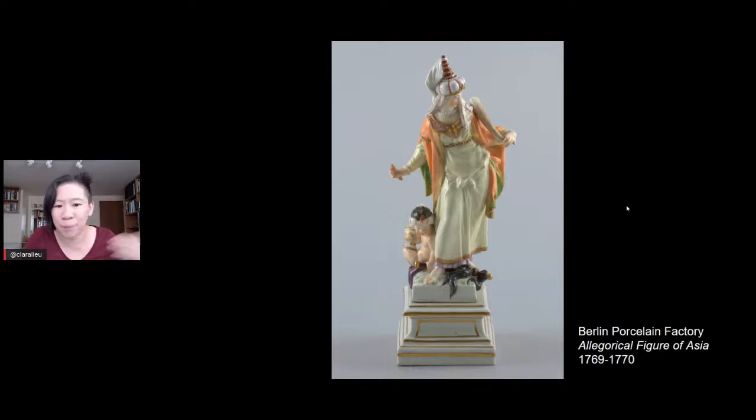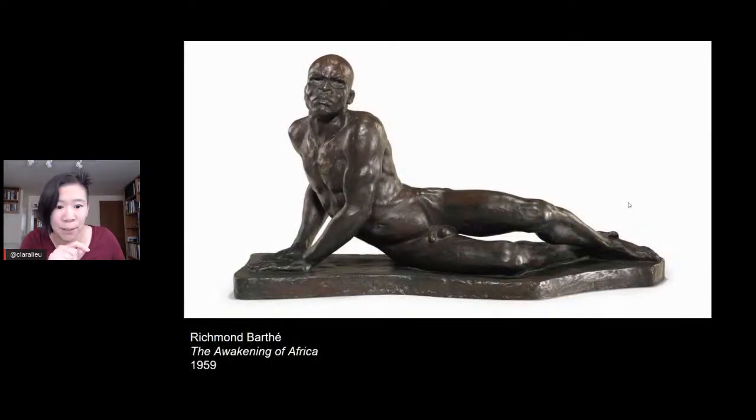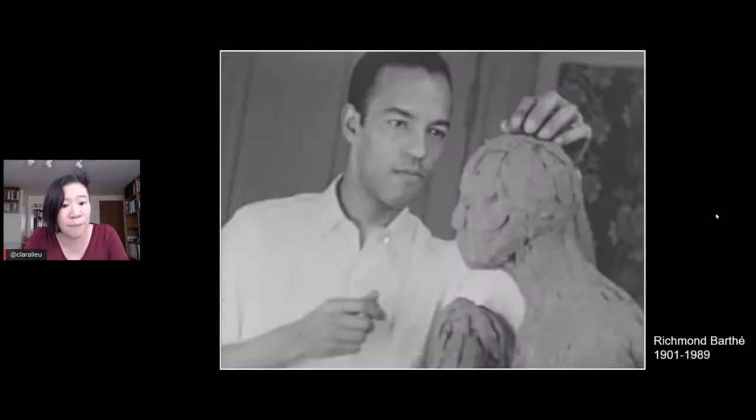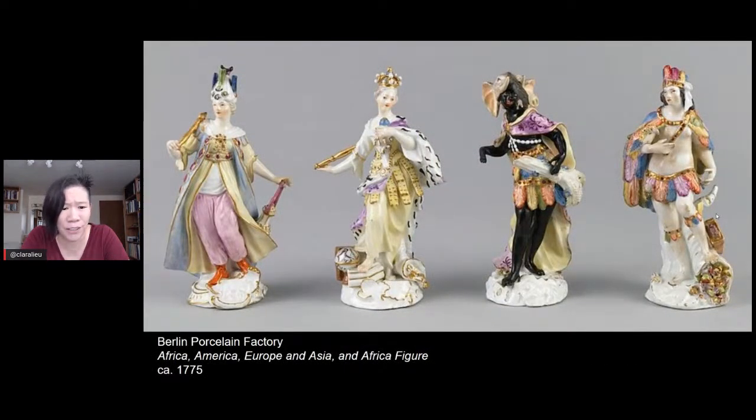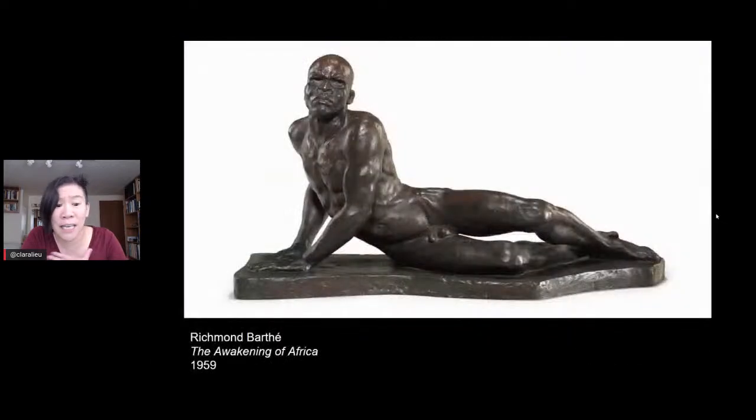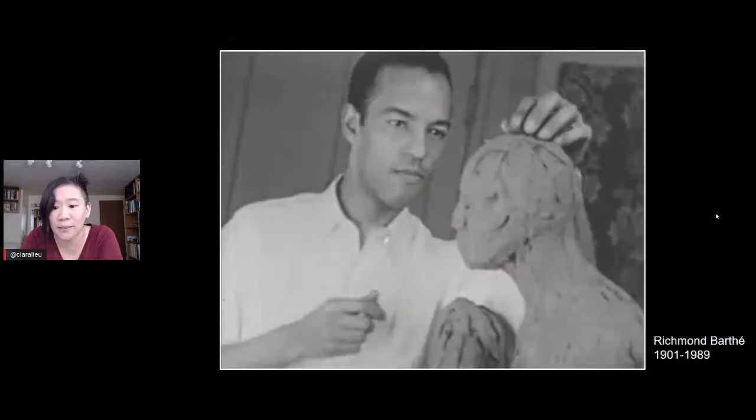All right, this is another one, Berlin Porcelain Factory, showing the allegorical figure of Asia. And this is such a beautiful sculpture. This is by Richmond Barthay. I don't know if I'm saying that correctly, but it's called The Awakening of Africa. And this was made in 1959. And I actually hadn't heard of this artist before. I started assembling slides for this stream, but he was an African-American sculptor, and he was associated with the Harlem Renaissance. I mean, there just aren't that many sculptors out there, and to find one who was working during that time period is really wonderful. But it's like, wow, what a difference when you go from these kitschy Berlin porcelain factory figurines that really are offensive to an image like this, which just has so much emotion and longing. And this is a nude figure. I mean, there's no clothing or anything, and yet it's extremely powerful. So look at the range, because there's a lot going on in there.